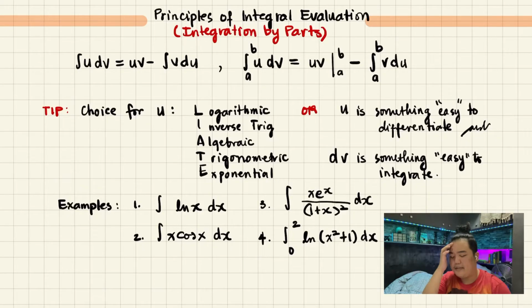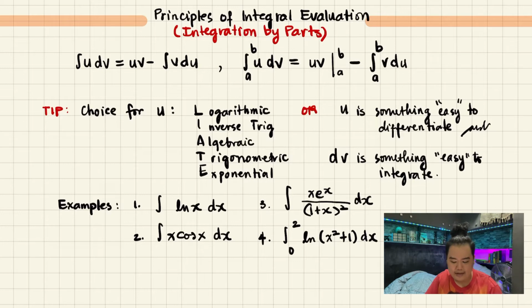Ito yung sinasabi ng integration by parts. If you have an integral u dv, ma-express mo raw yun as uv minus integral ng v du. At kapag definite integral siya, may mga numbers dito, may limits of integration siya, you just use the same formula, but the first term, you evaluate it from a to b, tapos yung pangalawa naman, integral siya from a to b.